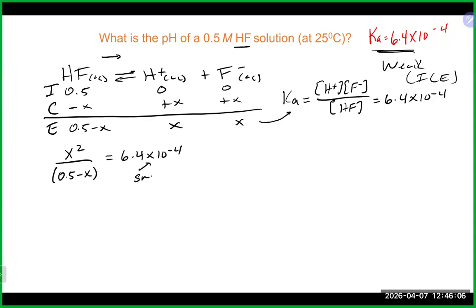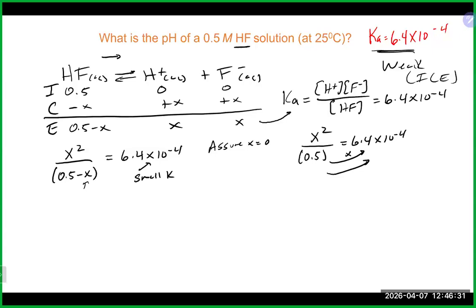That is a small value for K, which means I can try my assumption and assume x is equal to 0. Remember that when you do the assumption, it is only the x's we're really subtracting from or adding to a number. So that's going to reduce this down to x squared over 0.5 is equal to 6.4 times 10 to the minus 4. I'm going to multiply, and then after I multiply, I'm going to take the square root. So one right after the other. So we can go 6.4 to the minus 4 times 0.5 and hit equals, and then take the square root.